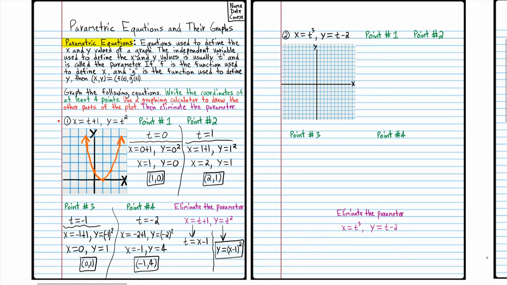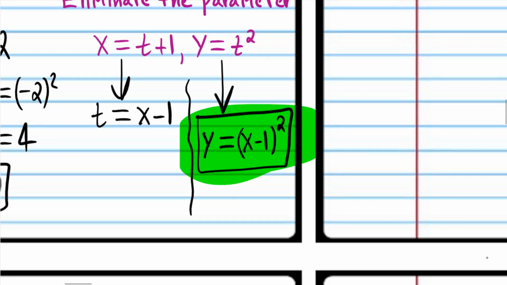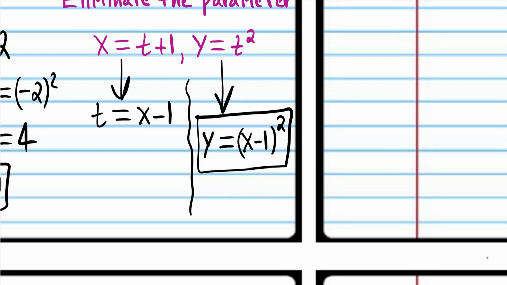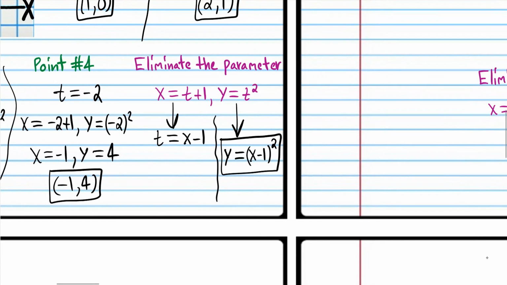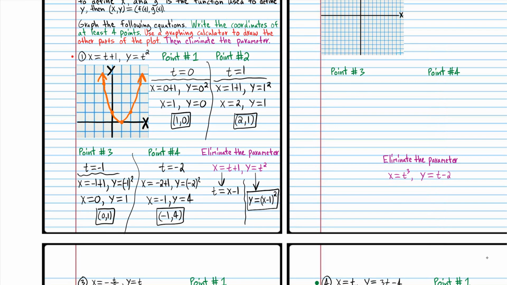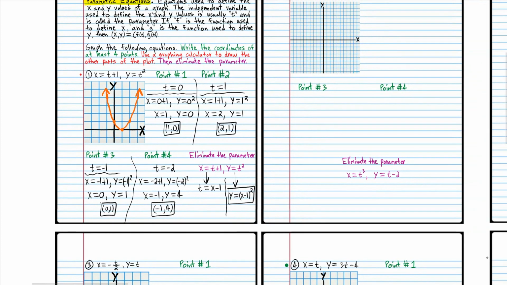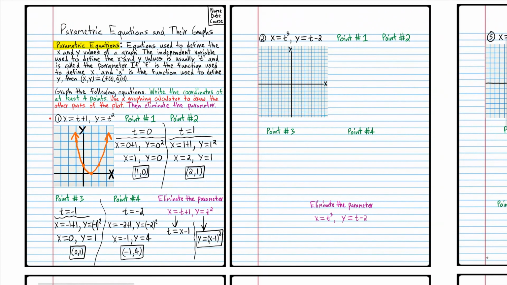So notice that this equation down here doesn't have any t values. That's what it means to eliminate the parameter. t is the parameter. If there are no t values left in the equation, then that means we eliminated t. We eliminated the parameter. So again, this equation here completely describes this graph. Let's go on to the second problem here.